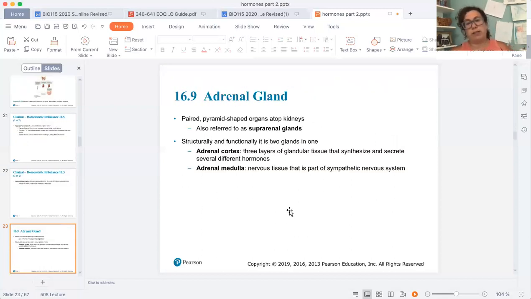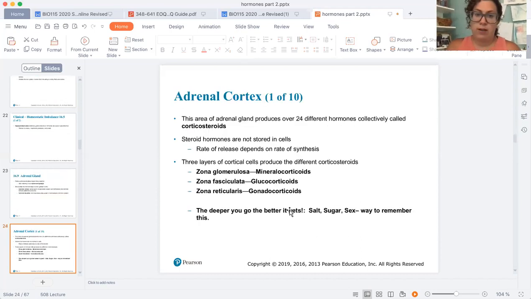So adrenal glands, there are these two little yellow glands that sit on top of the kidney. They're suprarenal, but I just call them adrenal. We have two parts of the adrenal gland: the adrenal medulla, which is the inside, which is our sympathetic nervous system, so that makes epinephrine and norepinephrine. Then we have the adrenal cortex, and depending on the layer of the tissue, they secrete different kinds of hormones. It's going to sound weird, but the way to remember this is the deeper you go, the better it gets.